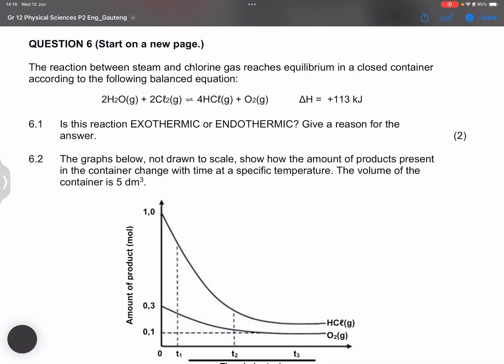Question 6 we go. They say the reaction between steam and chlorine gas reaches equilibrium in a closed container according to the following balanced equation. So there's our balanced equation, and we note there that delta H is greater than 0. It is positive. They say, is the reaction exothermic or endothermic? So remember, delta H greater than 0 means that the forward reaction is endothermic. They say, give a reason for the answer. Remember that the potential energy of the products must be greater than the reactants, or we can just simply say that delta H is positive, right? So that is the reason why.